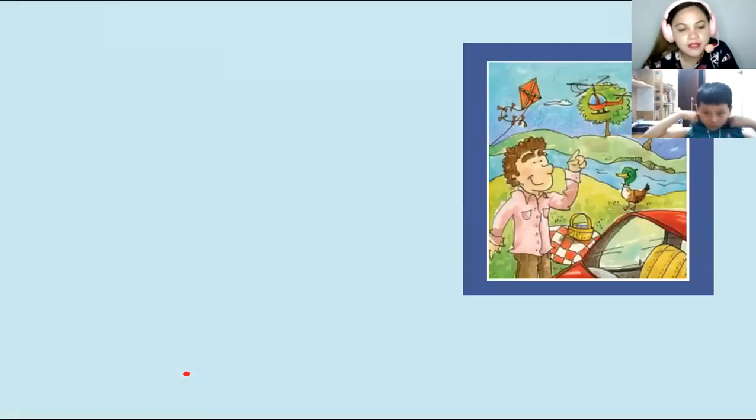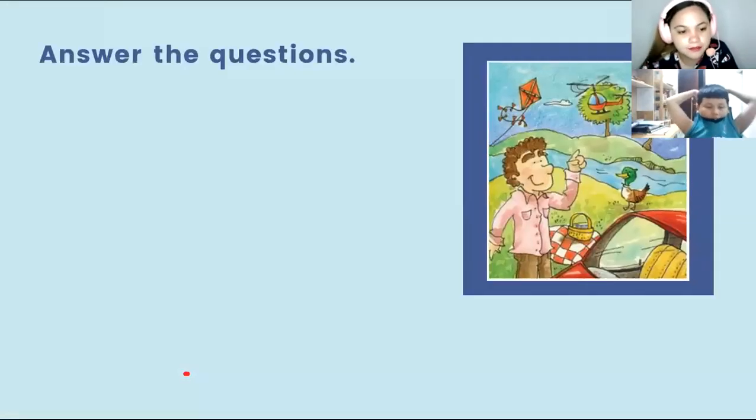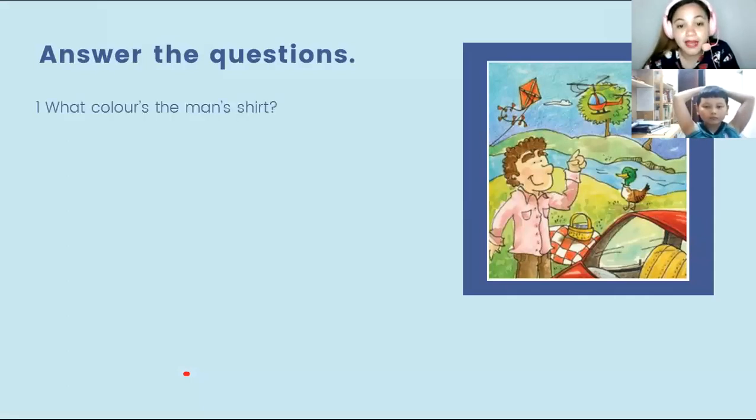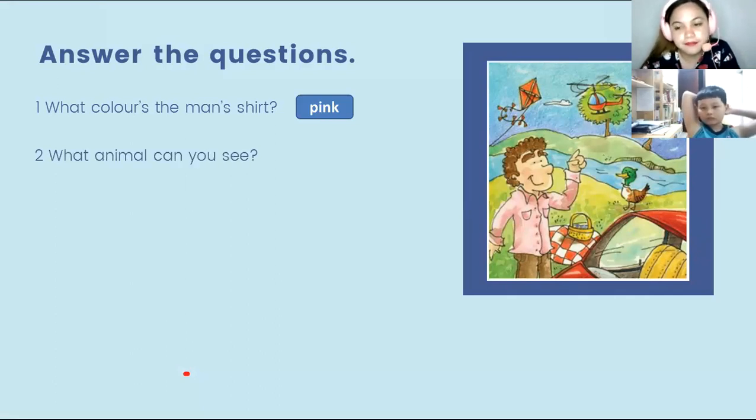All right, next one, Doug. Let's answer some questions here. What is the color of the man's shirt? Pink. Is that pink? Yes, very good. Number two, what animals can you see? Duck. All right, there's only a duck. Quack, quack, quack.